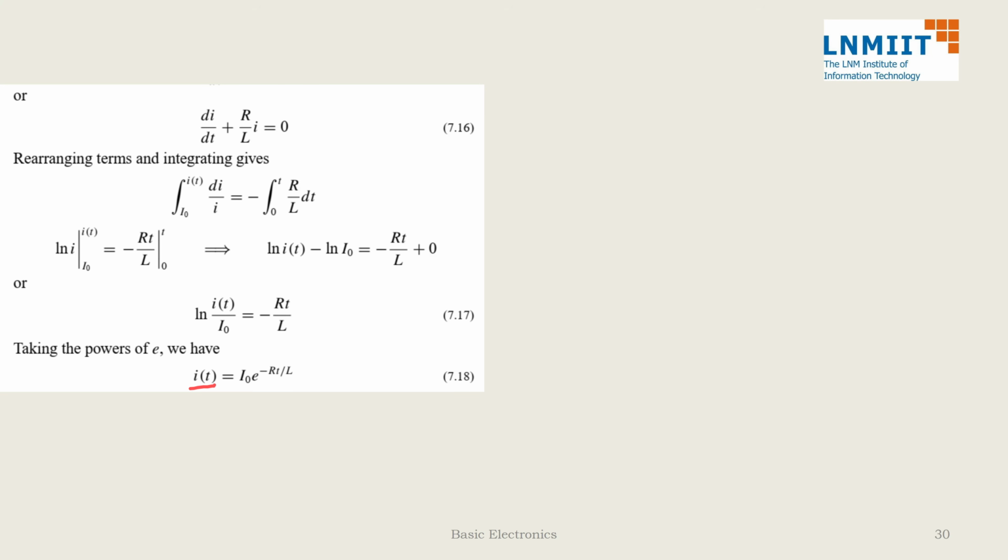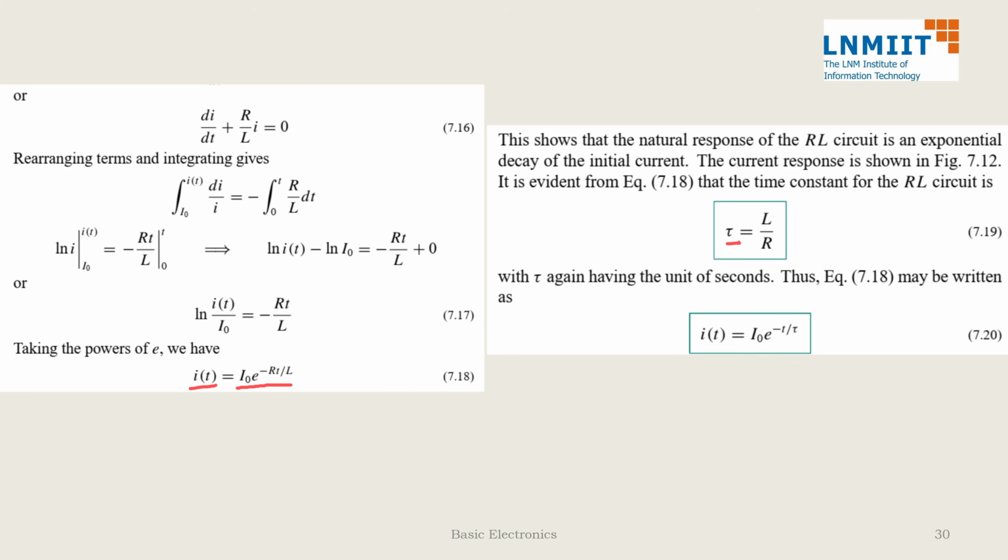We will get I of t as I naught e raised to power minus Rt by L. And now in this equation, if I assume tau is equal to L by R, we will end up with a very similar equation, which is I of t is I naught e raised to power minus t by tau. If you see the previous equation which we had for RC circuits, that was V of t equal to V naught e raised to power minus t by tau.